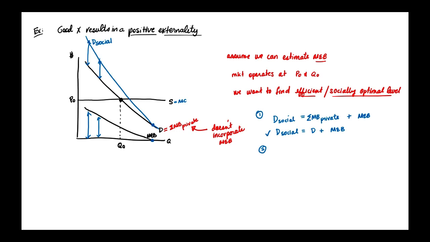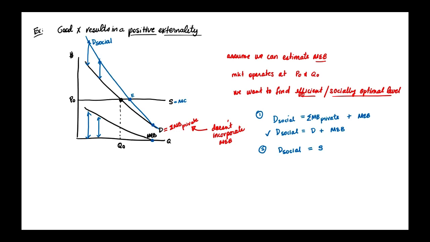So, CJ? Isn't it D social with S? So I need to take my social demand curve and set it equal to the supply curve. So does everyone know what point we're describing with that? We're describing this point right here.